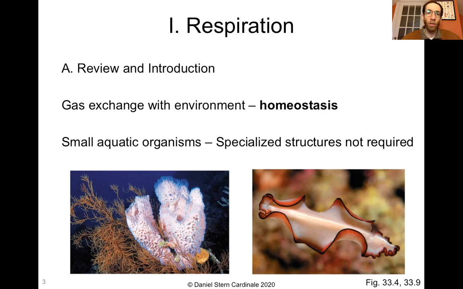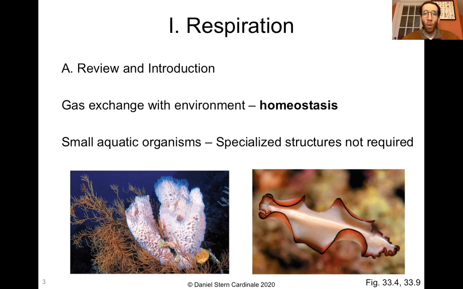If you are small and aquatic, you don't need any specialized structure in order to accomplish this. So you look at something like a sponge or a flatworm, members of Platyhelminthes over here. We've talked about this morphology before, how it's flat, how every cell is exposed to either the outside environment or the gastrovascular cavity, so you don't need any specialized structures to circulate materials through that body. It can all just happen by diffusion.